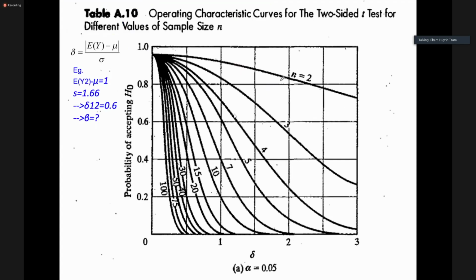All right. So for determining the sample size n to get an acceptable probability of type 2 error or the power of the test, we need to use the so-called operating characteristic curve. You can find this curve in the appendix in your textbook. It's in the appendix, and it is table A10. Right. So how to use this plot?